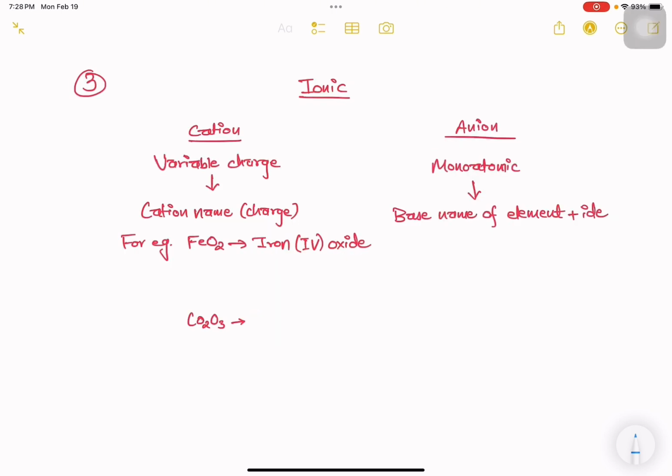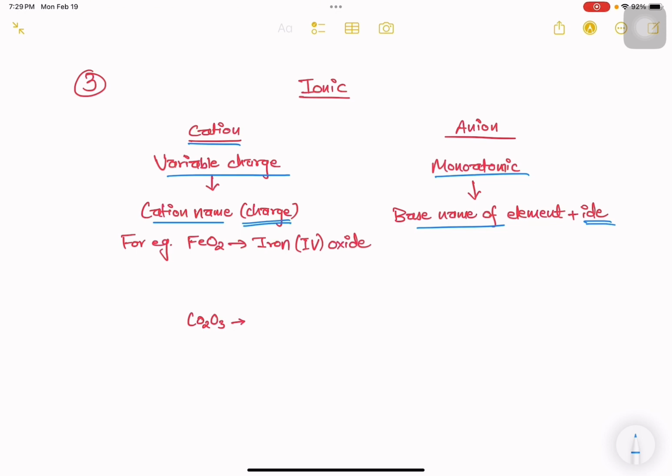Now coming back to the nomenclature, what if the cation has a variable or multiple charge, meaning a transition metal besides zinc, cadmium and silver, and the anion is still monoatomic? For the cation, we write the whole name, then we mention the charge inside parentheses. Transition metals have not only a single charge, they have multiple charges, so we have to mention the charge inside parentheses. And the anion is still monoatomic, so we use the base name of the element and add IDE at the end.